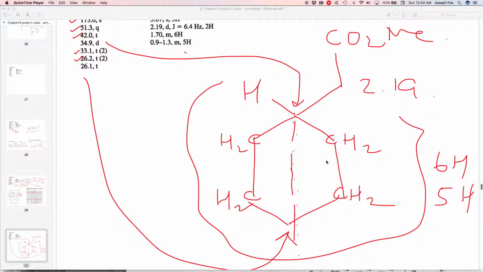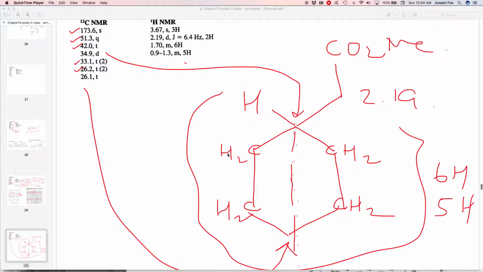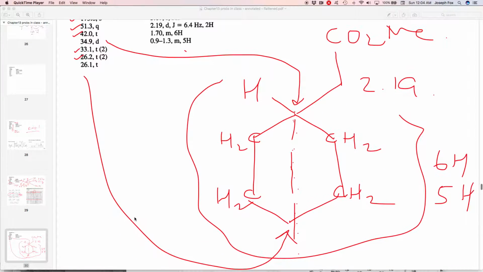Basically, this is showing a plane of symmetry running down the middle of this 6-membered ring. We have 2 sets of methylenes, a carbon at 26, and then at 34.9 we have a doublet in the carbon NMR. Then we have 6 hydrogens and 5 hydrogens filling in the cyclohexyl ring. The peak at 2.19, that is a doublet, and that completes this molecule.